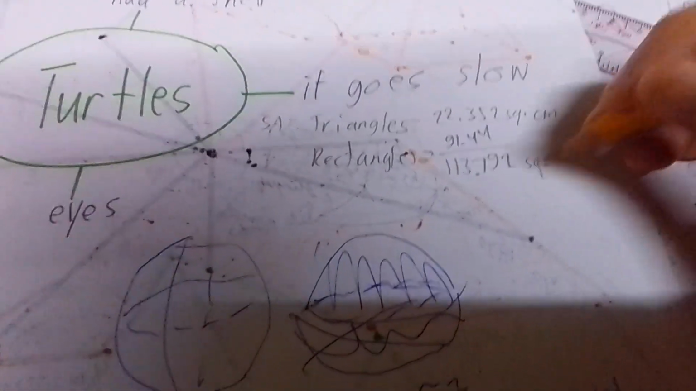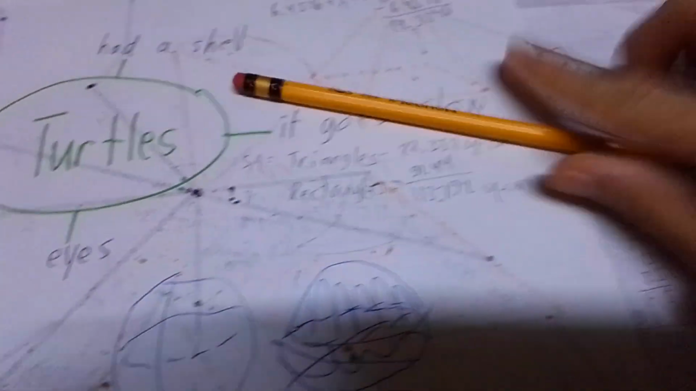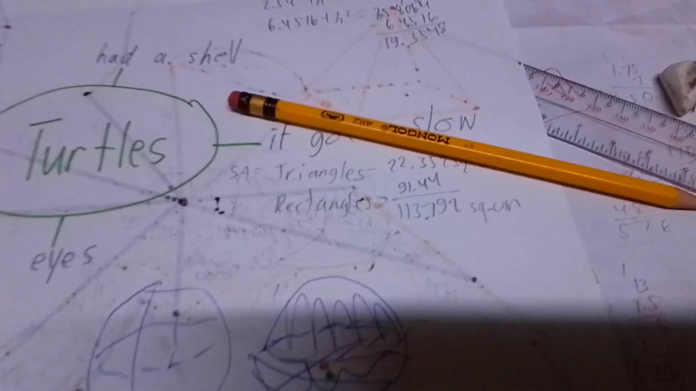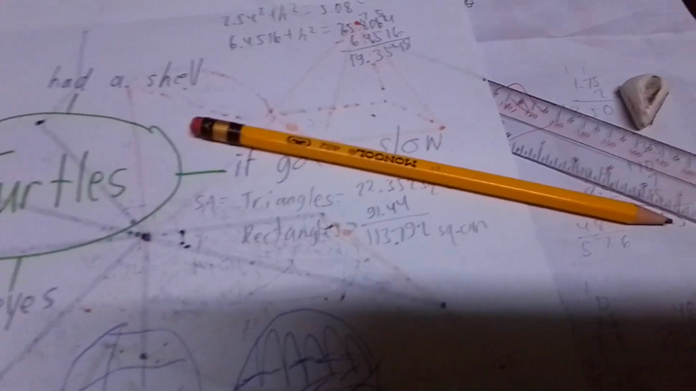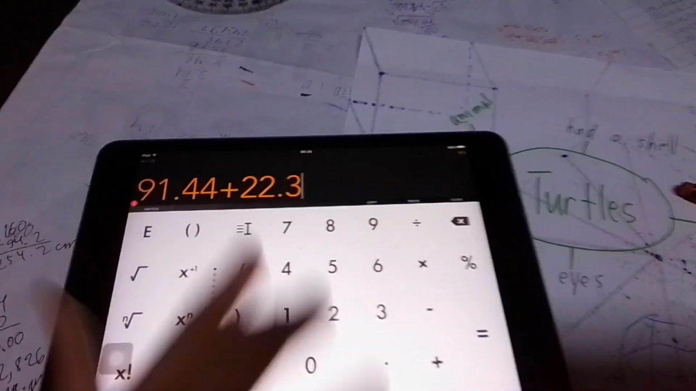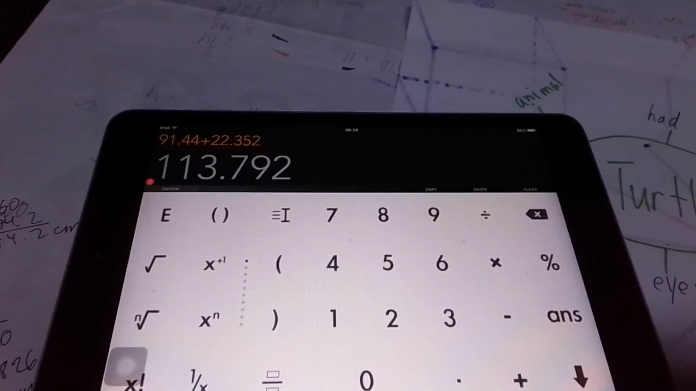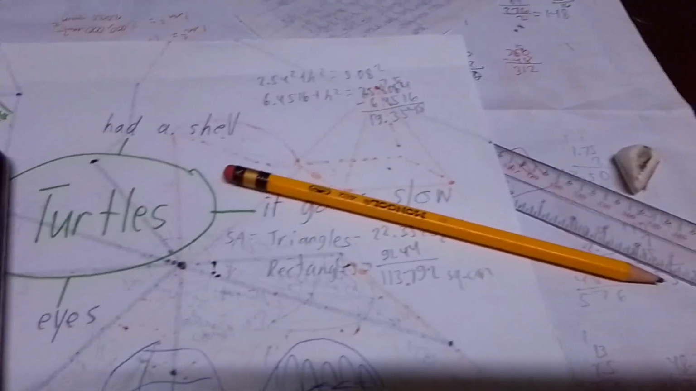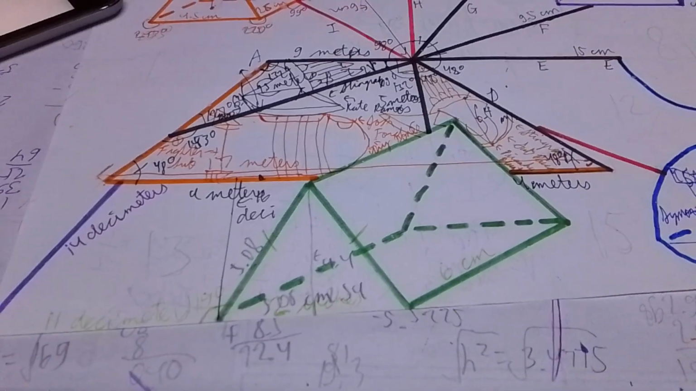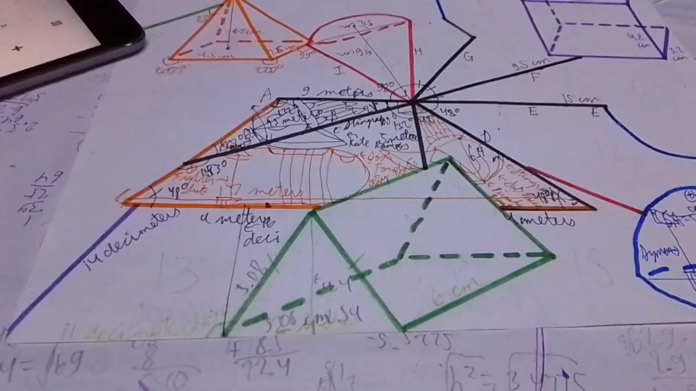Now we add this all together and we should get, tada! 113.792 square centimeters. Let's check with the use of a calculator to see if it makes sense. There, 113.792. Right? So that's it. You got it. Now that's the surface area of the figure.